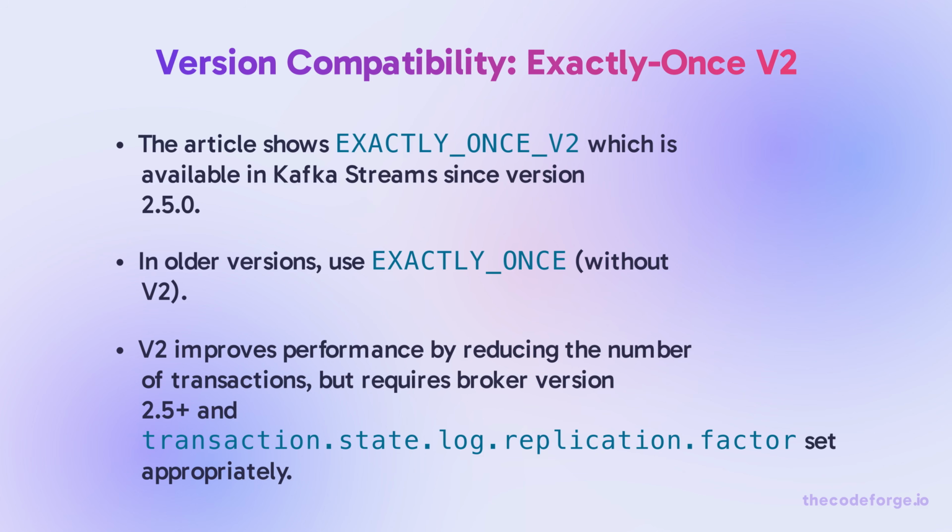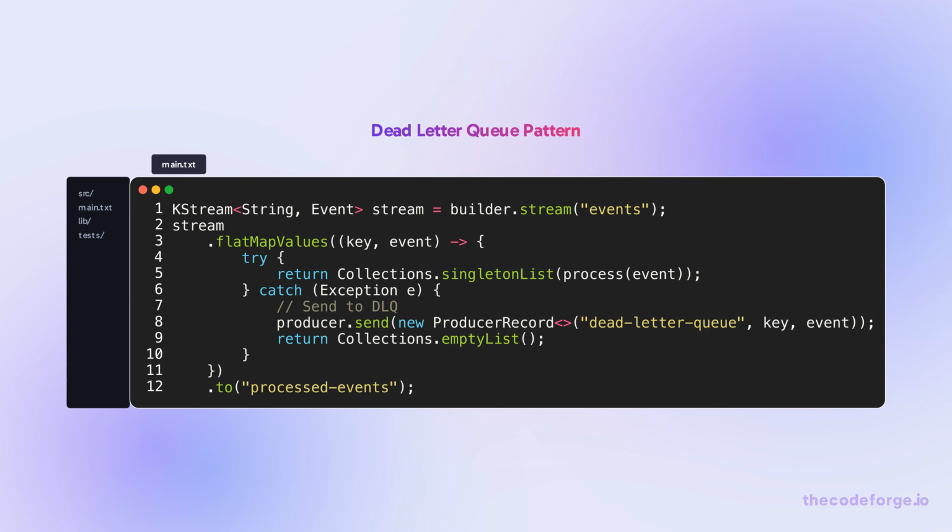The article shows EXACTLY_ONCE_V2, which is available in Kafka Streams since version 2.5.0. In older versions, use EXACTLY_ONCE, without V2. V2 improves performance by reducing the number of transactions, but requires broker version 2.5 plus and transaction state log replication factor set appropriately. The article mentions using a dead letter queue for bad records, but doesn't show code.